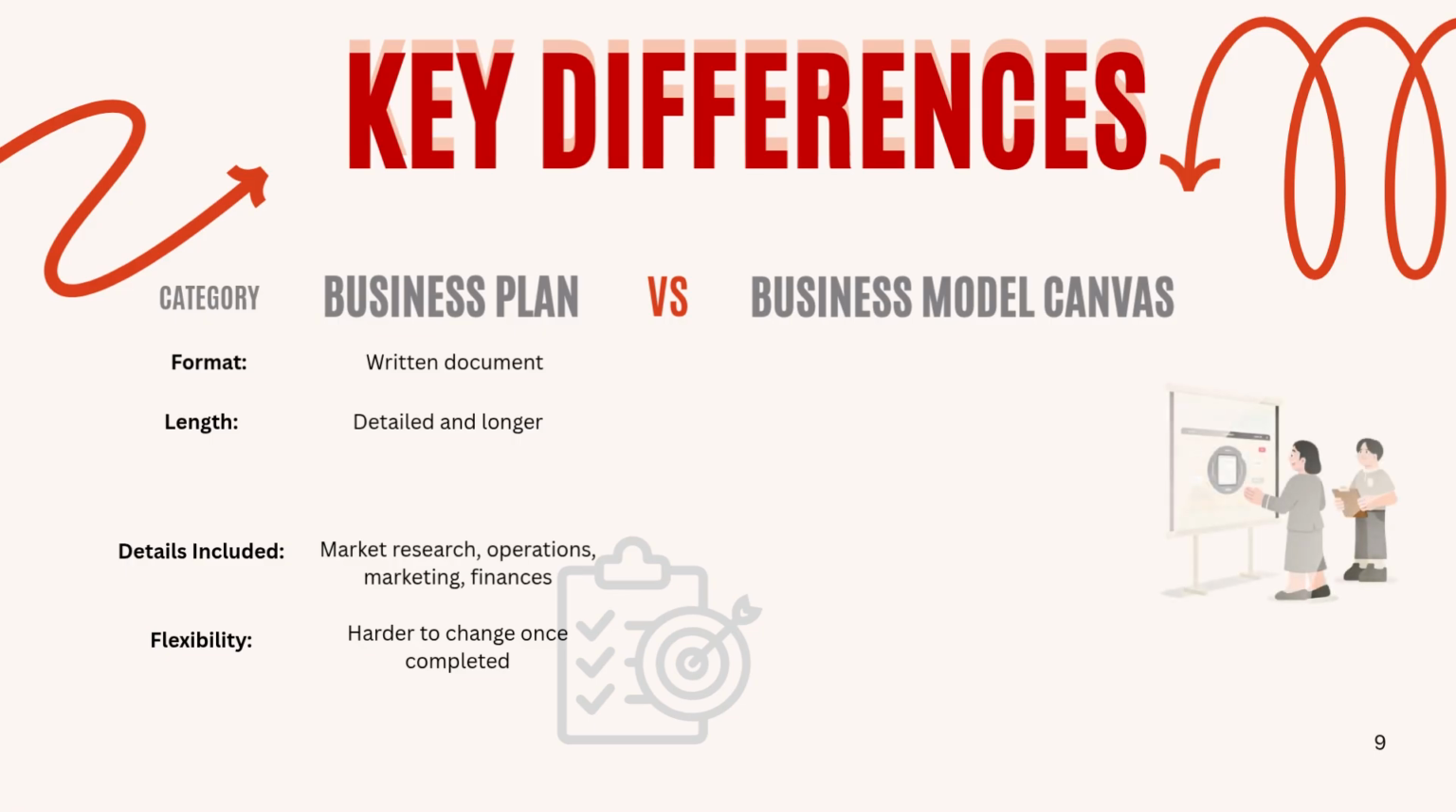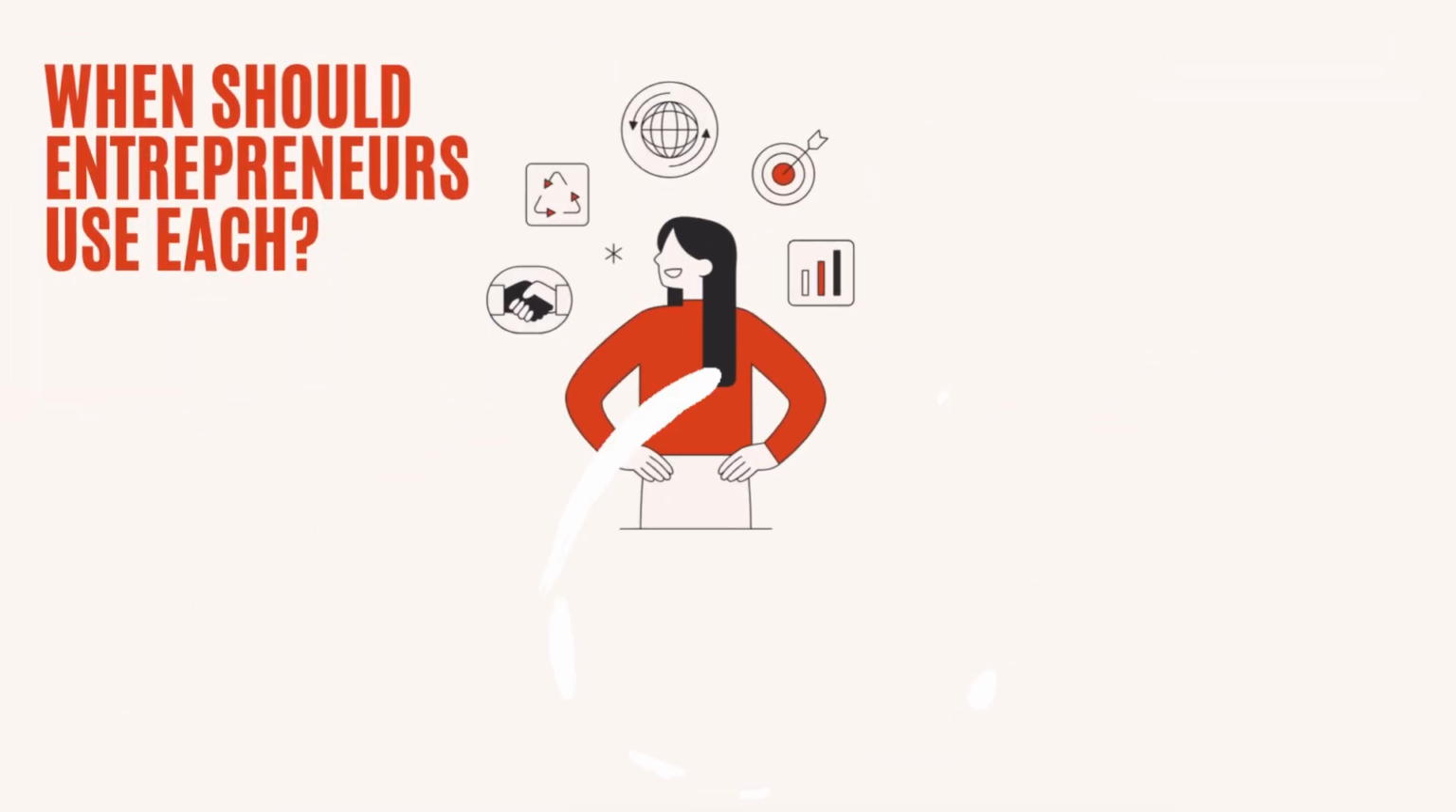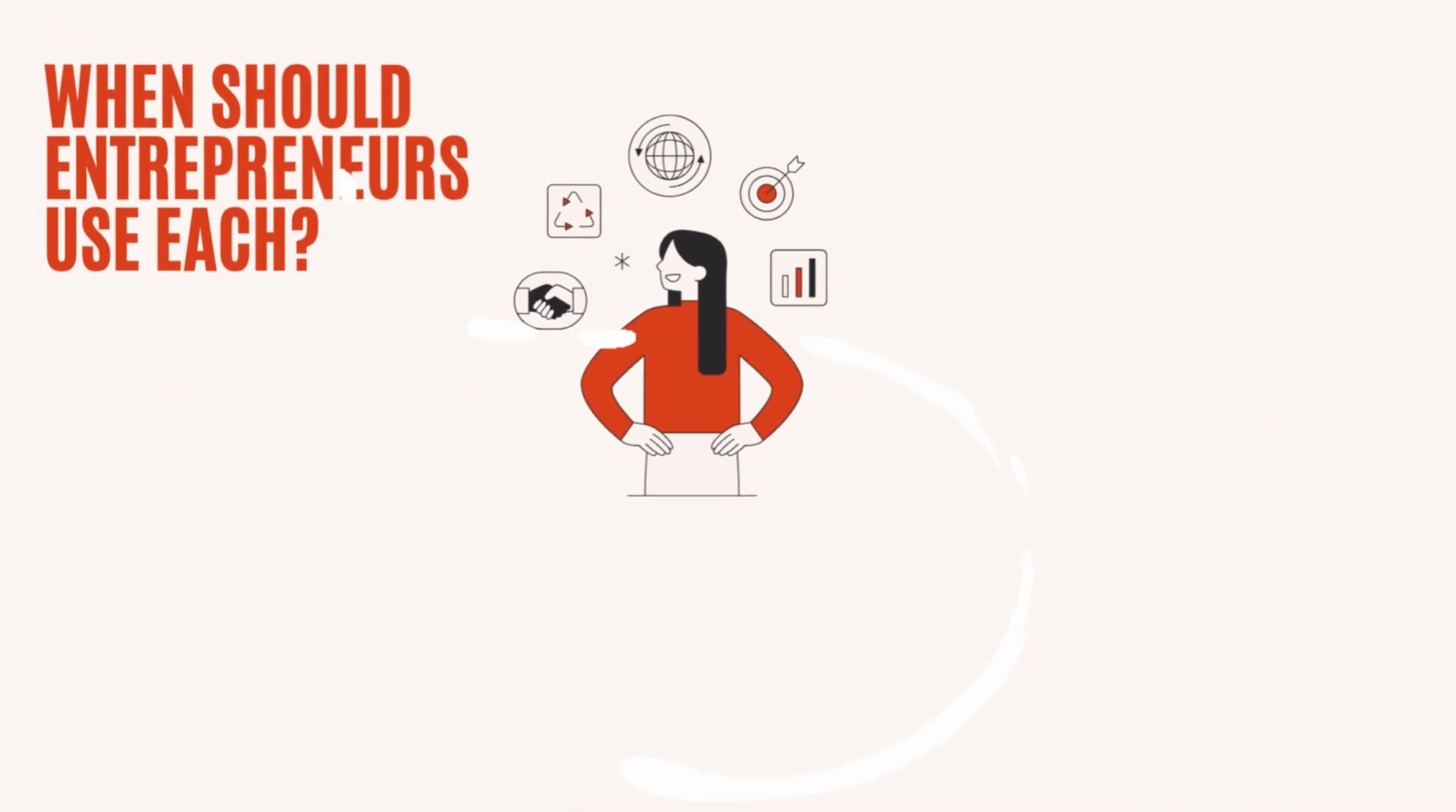A business model canvas focuses more on how the business works overall. It shows the connection between the customers, the value being offered, the costs, and the revenue. So a business plan is stronger for explaining the business to banks or investors, while the canvas, on the other hand, is stronger for helping entrepreneurs and teams understand the main idea clearly. The main difference between them is that a business plan proves the business in detail, while the canvas shows you how the business model connects. Now we're going to go over when each tool is most useful for entrepreneurs.